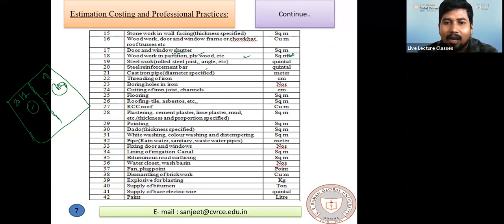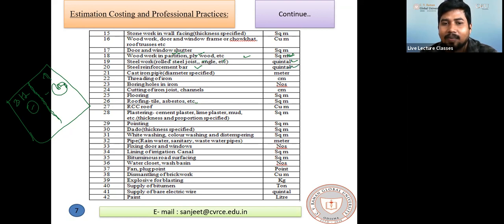Next, how do we measure the steel work? The steel work like rolled steel joist, angle section, C section, everything is measured in quintal. And the steel reinforcement bar, either it is TMT or mild steel, is all measured in quintal.